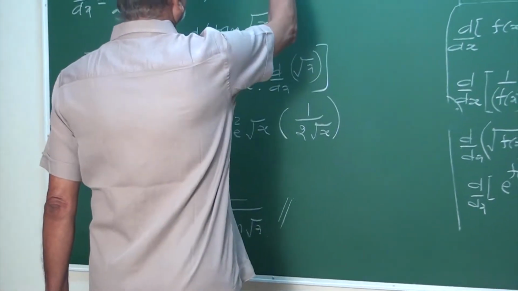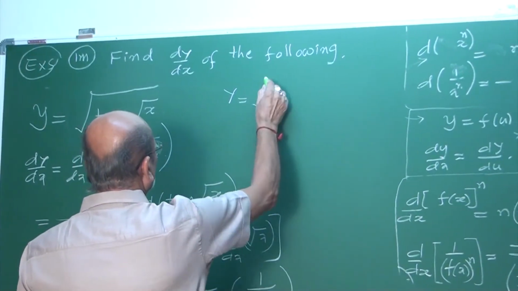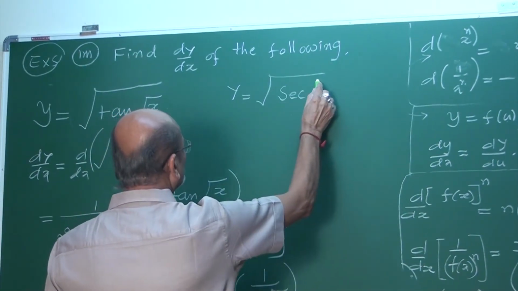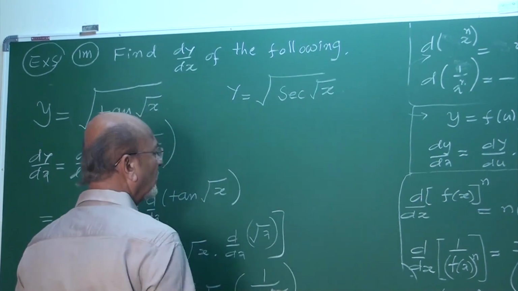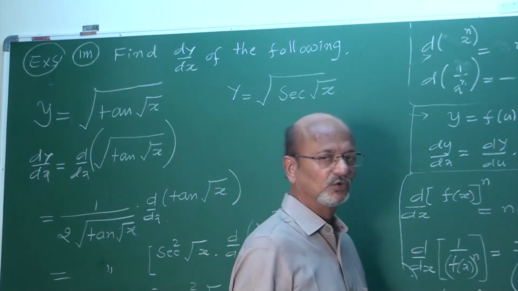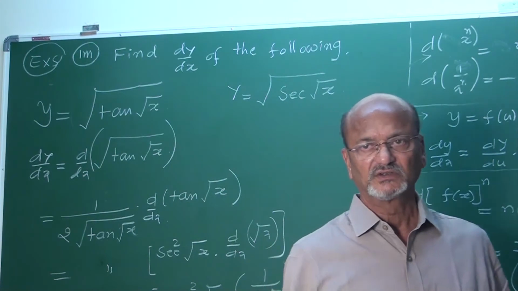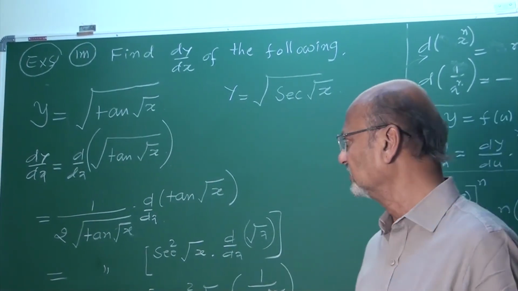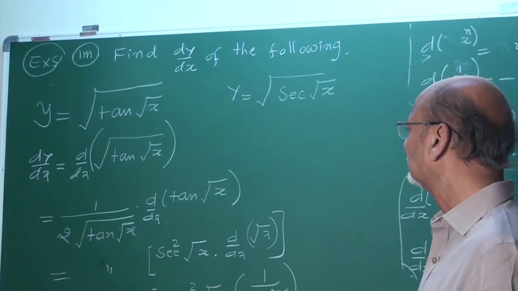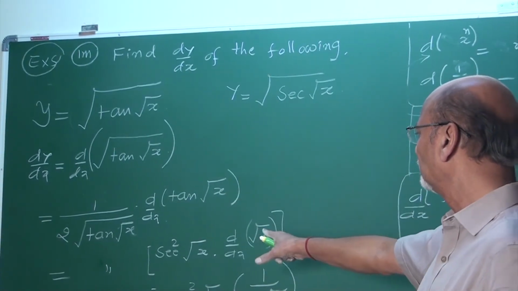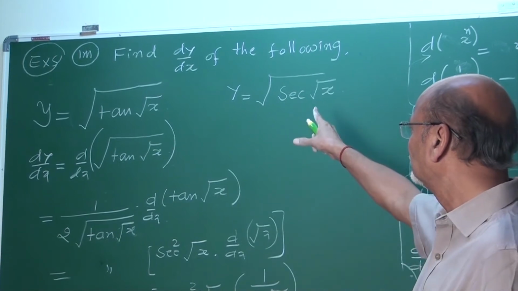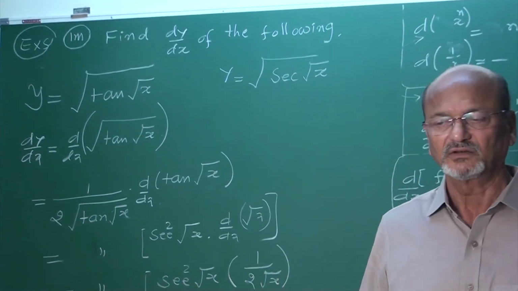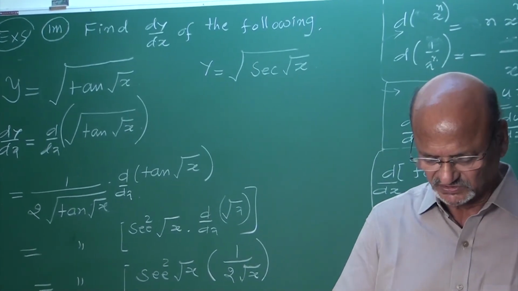Same thing, my friend. Y equal to square root sec root x. See, friends, what is it? Same, instead of tan it is sec. If it is tan, what is the derivative of tan? Sec square. If it is sec, what is the derivative of sec? Sec into tan. Yes, my friends, right.